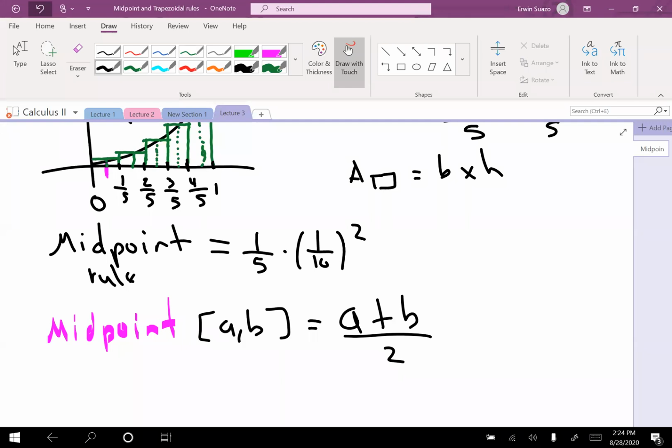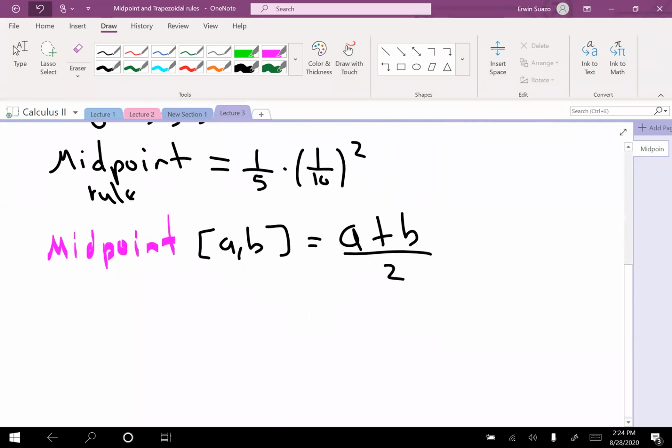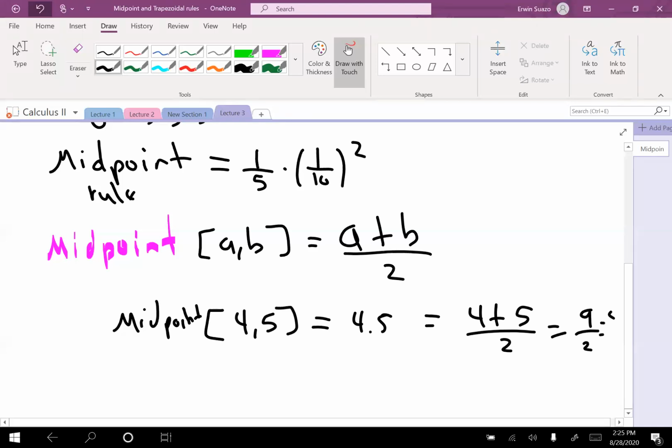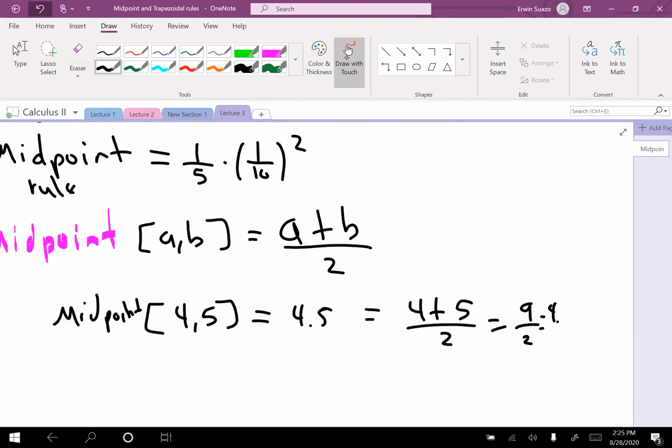So for example, let's say you don't believe me, okay? What is the midpoint of 4 and 5? We know that one, right? 4.5, right? So by the formula, this is 4 plus 5 divided by 2. That's 9 divided by 2, that's 4.5. So it works, okay?